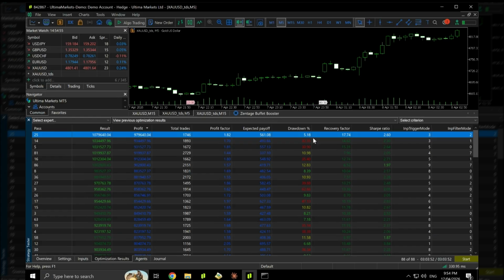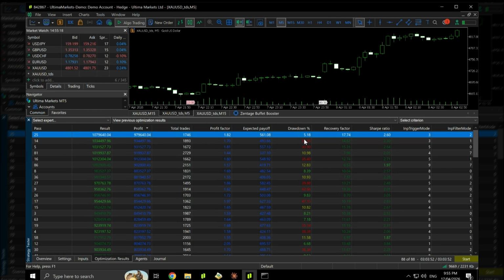Now let's check the maximum drawdown for this strategy. It is only 5.18%. If you calculate that, 979,000 multiplied by roughly 5.2%, it suggests that the capital requirement could actually be much lower. In fact, the 100,000 deposit I used is probably too conservative. Even $60,000 might be enough to support this strategy.